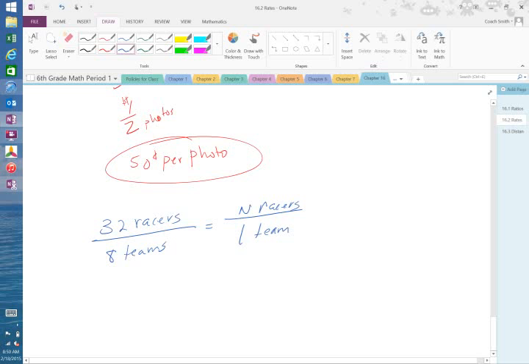If there's 32 racers and there's 8 teams, how many racers are there in each team? It's just a ratio. I mean, it's just a rate. You're still just dividing 8 into 32. 8 into 32 goes how many times? 4. So that would be 4 racers per team. Okay, because they're just looking for how many racers are in each team.